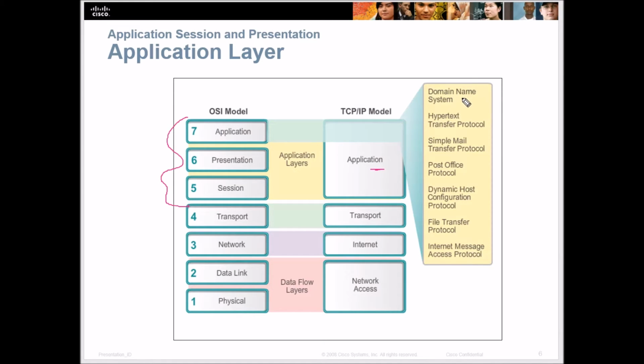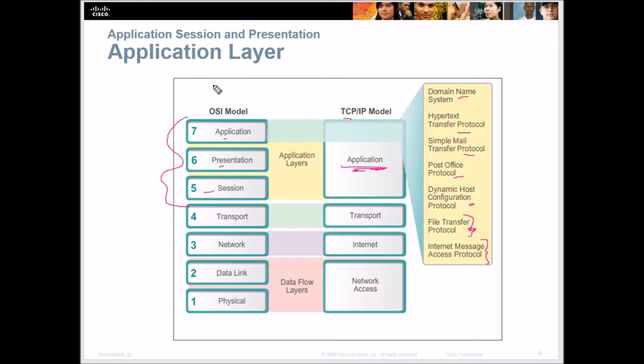The domain name system, or DNS, hypertext transfer protocol, or HTTP, your web pages, your mail protocol, POP mail, DHCP, which assigns your IP addressing, file transfer protocol, how you transfer files using that protocol, and internet messaging access protocol. So these are all handled at the application layer for the TCP/IP model, and session, presentation, and application layer at the OSI model.